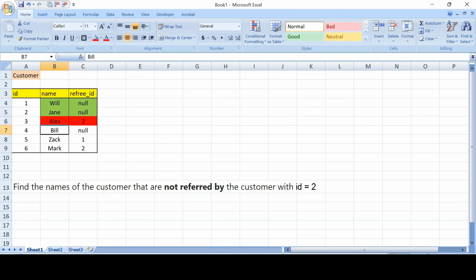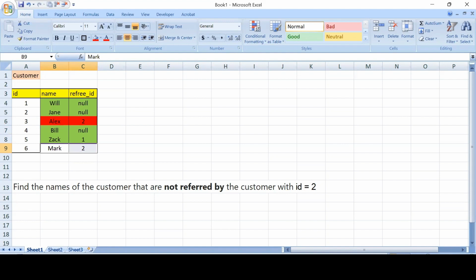Let's look at Bill. So Bill was referred by no one. So he can go in the output, right? Moving on, Zach was referred by ID number 1. Can he go in the output? I think yes, he can. What about Mark? Will Mark go in the output? Mark has the referee ID number 2. So Mark's name will not go in the output because he was referred by ID number 2.